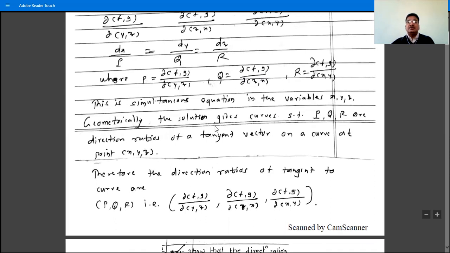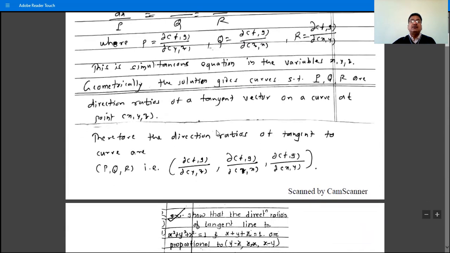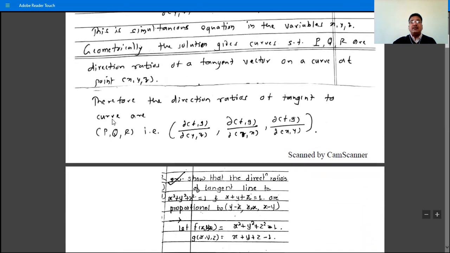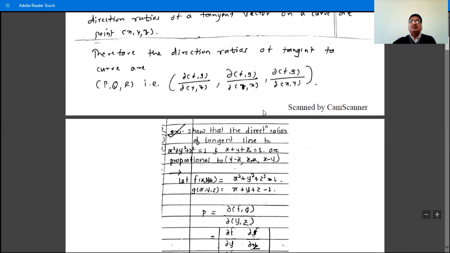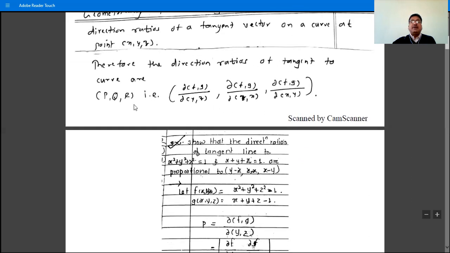Geometrically, the solution gives the curve such that P, Q, R are the direction ratios of the tangent vector on this curve at a point (x,y,z). So what is the geometrical meaning of this capital P, Q, R? These values are the direction ratios of the tangent vector to the curve. So the direction ratios of the tangent to the curve are these (P, Q, R).